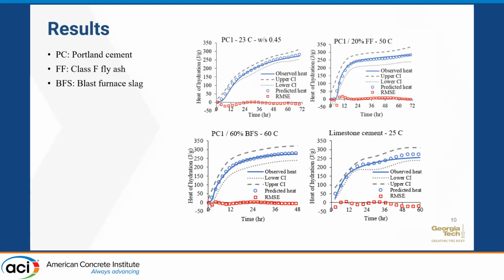Now the gray lines are showing the upper and lower confidence limit for my predictions, because as I've said, this is a probabilistic approach. It could provide a 95% confidence interval for the prediction, and this is what I'm showing here.